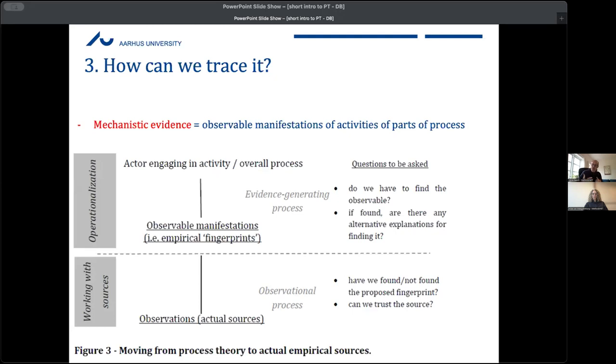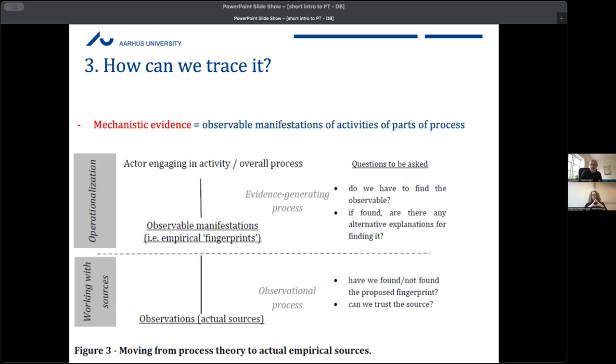and then how do we go, for example, from okay, well, if this actor is engaging in an activity, we would expect to find this kind of fingerprint. If we find it, there really are not a lot of alternate explanations. So in theory, that would be very strong evidence. But of course, if you can't trust the actual source, then it's not very strong evidence.